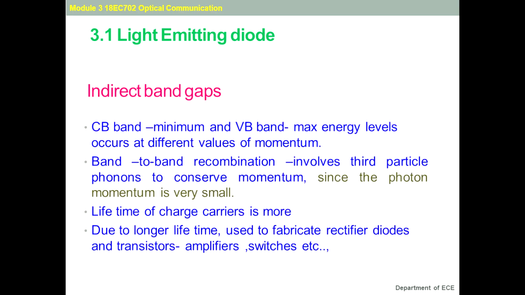Going to indirect band gap, in the conduction band we have fewer electrons, whereas in the valence band we have the maximum energy level of holes. So we can see the momentum is not the same, it is different in both levels. So how to do the band to band recombination? Direct recombination is not possible, since the photon momentum is very small. In order to have recombination of electron and hole, we need a third particle called a phonon. Here, the lifetime of the charge carrier is longer, hence it is used to fabricate rectifier diodes, transistors, amplifiers and switches.